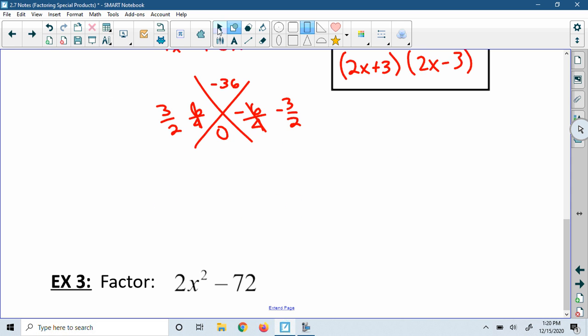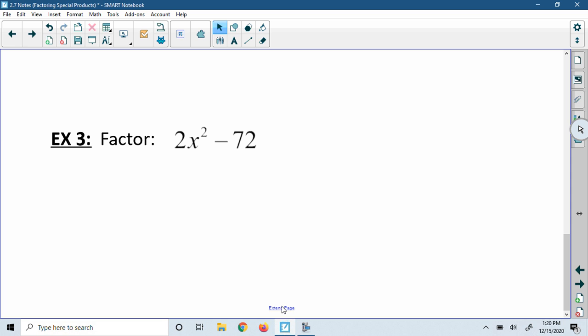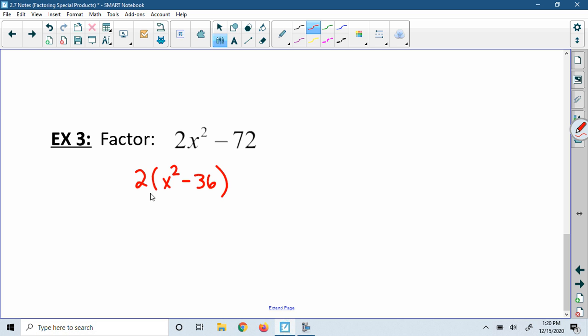Just one more here. 2x squared minus 72. Something that's different in this one than in the other two examples is that this one has a common factor that you can pull out. I could pull out 2 from both of those terms, and I'd just be left with x squared minus 36. So if there's ever a common factor that you can pull out, that's always actually the first thing you should look for.